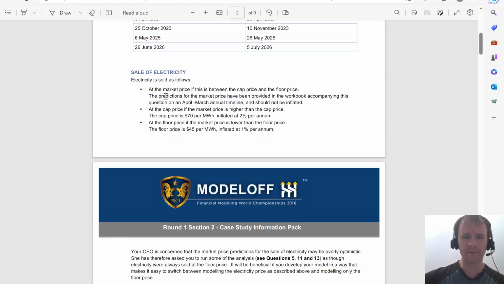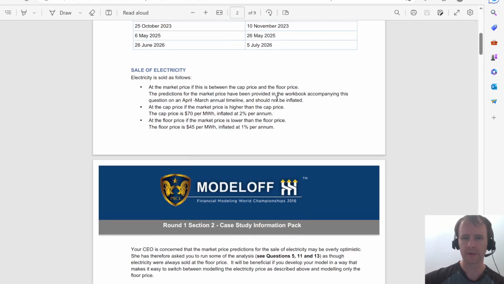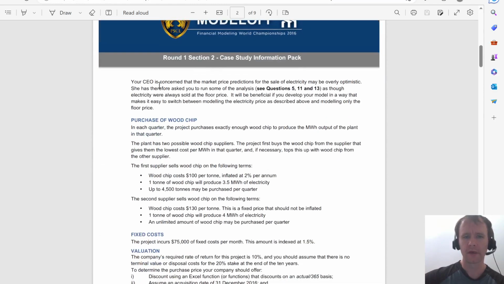Electricity sales. You've got a cap price and a floor price. The cap price is $70 per megawatt hour. It goes up at 2%. Floor price is $45, which goes up at 1%, and then you've got market prices in between. So if it goes below the floor, you get the floor. If it goes above the cap, you get the cap. And anywhere in between, you get the market price. And there are different market prices per year, not to be inflated.